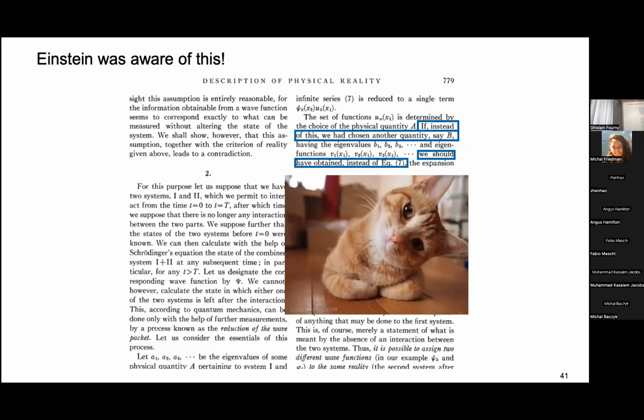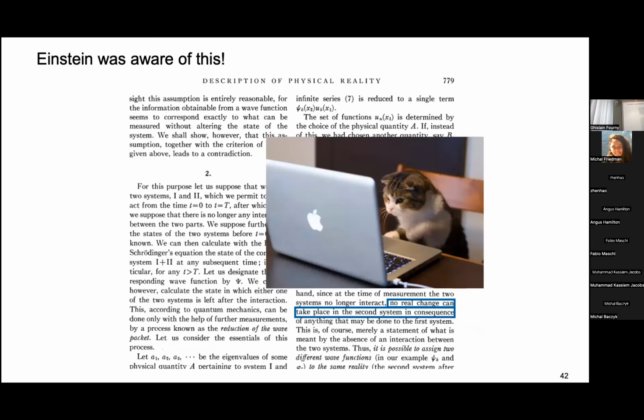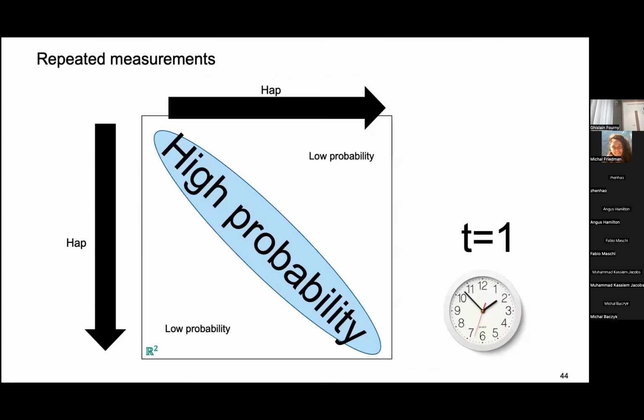Einstein knew this. And I don't know if many people notice, you can actually read the original paper. Einstein was using the subjunctive conditional. This is extremely important. If instead we had chosen another quantity, right? He doesn't say we changed the quantity. He said, if we had chosen another quantity. This is super important. In fact, he explicitly said no real change can take place in the second system in consequence. So this is not a change. This is a hypothesis, hypothetical, different things in another world. But let's come back to these repeated measurements now, closing the parenthesis.